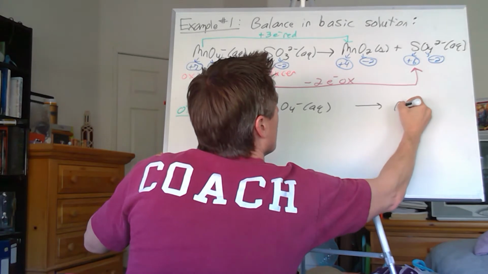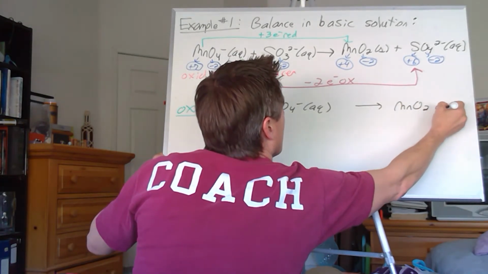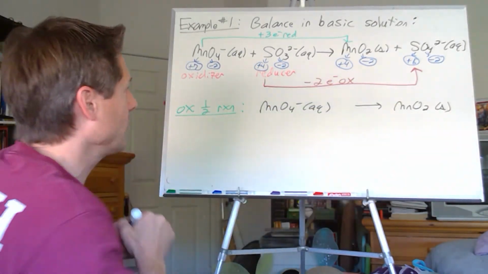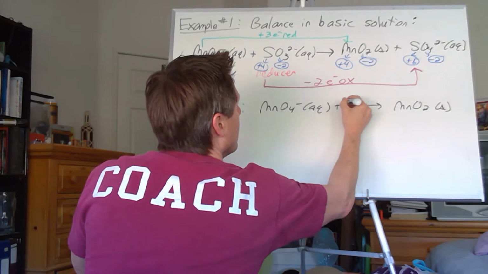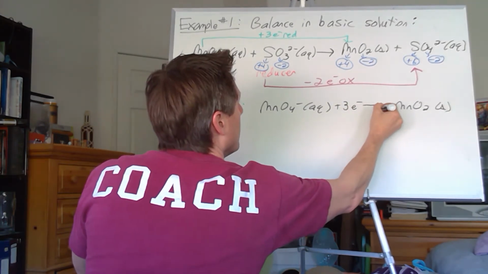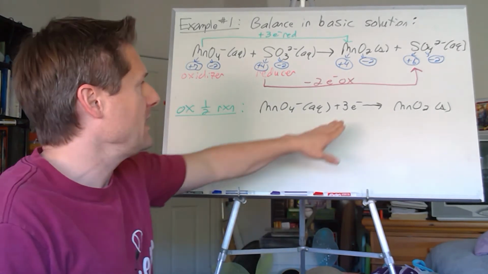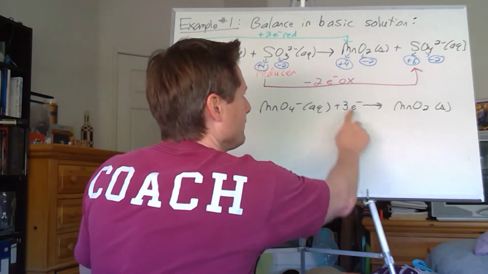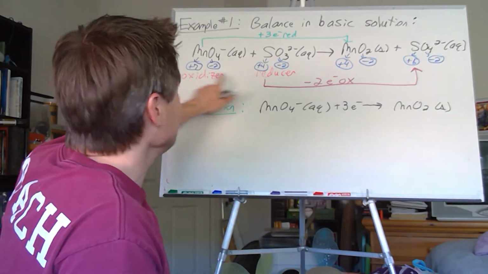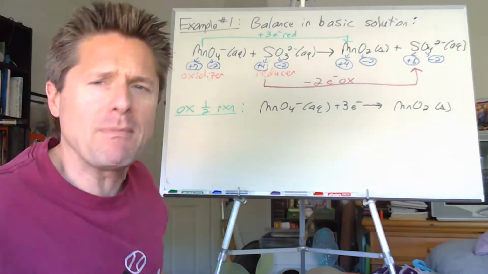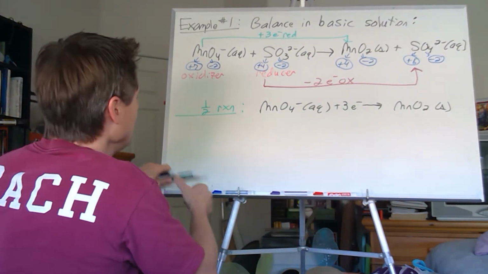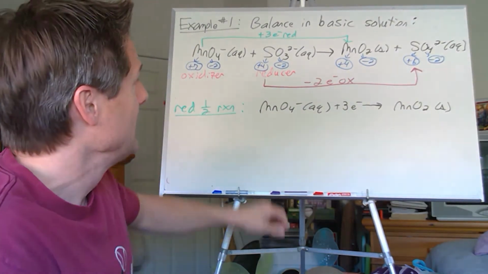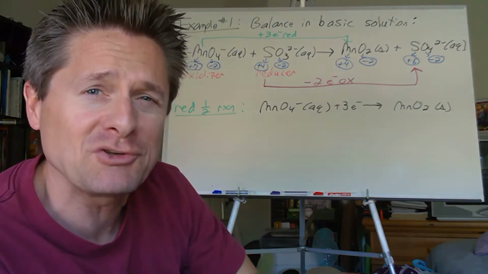MnO2, but going from 7 to 4, it's gaining 3 electrons, right? So we need to add those 3 electrons. That's what we mean by including electrons. Oh boy, I got them on the wrong side there. That wouldn't make any sense. This is the reduction half reaction. You guys need to correct me when I make mistakes like that. Must be early in the morning, because it's going down. That would be reduction.